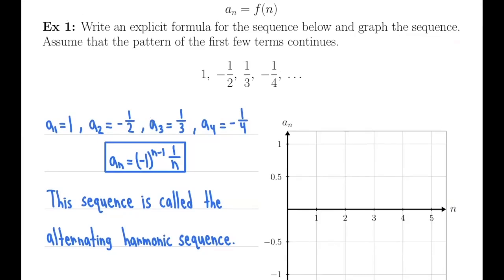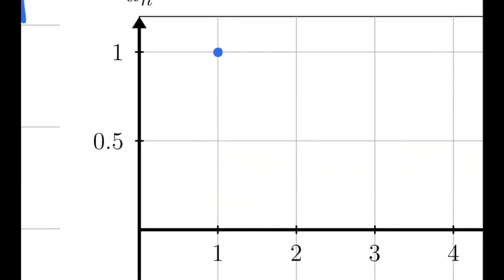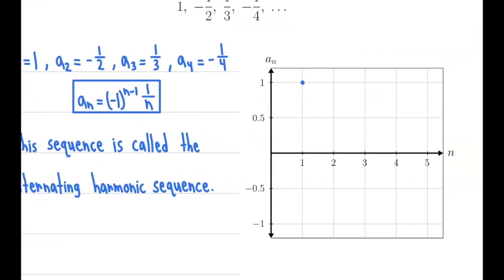Okay. So basically, we're going to plot a sub n versus n. When n is 1, we have a1 equals 1. So I'm going to plot the point 1, comma 1. When n is 2, we have a2 is negative 1/2.